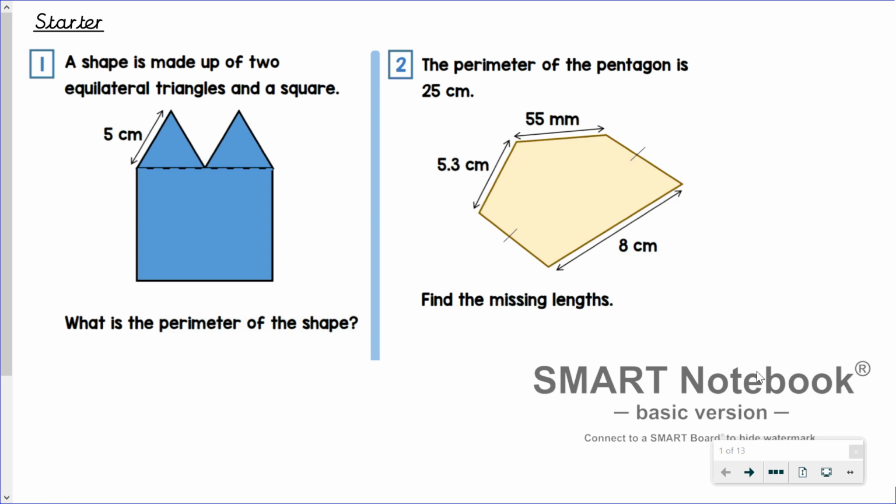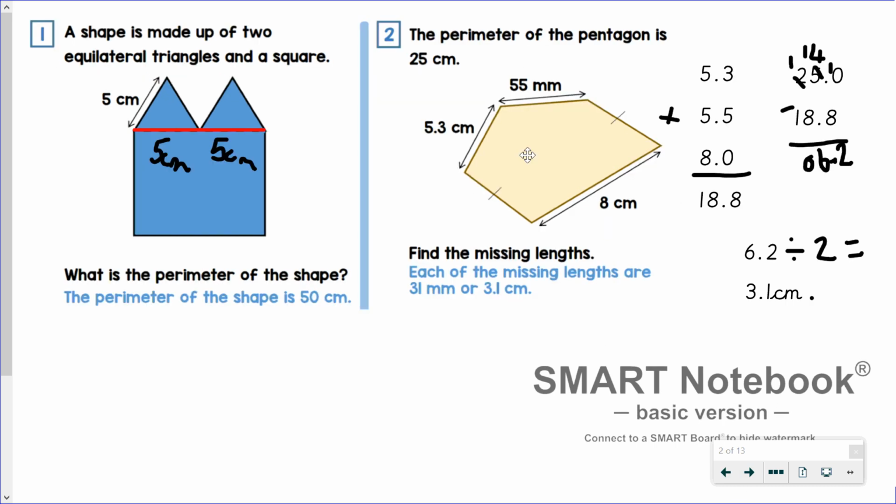Okay, so let's go through some of the answers. I've drawn all over it, but let me talk you through it because I would rather have the workings there than have to do it live and make it messy for you. At least I can talk you through this. The first one: a shape is made up of two equilateral triangles and a square. What is the perimeter of the shape?